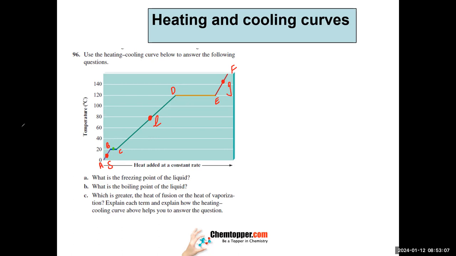At this point, I'm going to change the color so that you can see. At this point, the state is solid and liquid. Both of them are there. It's melting. It's not completely molten. It's not completely converted into liquid. It has started melting. So solid is there, liquid is there. Are you getting it? Remember, this represents solid in equilibrium with liquid.